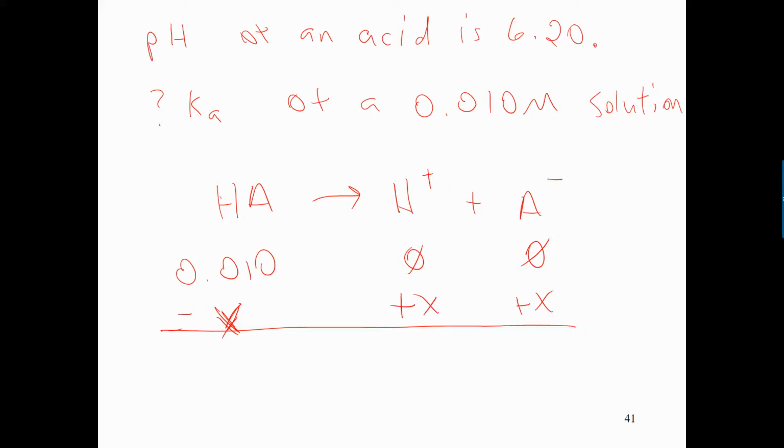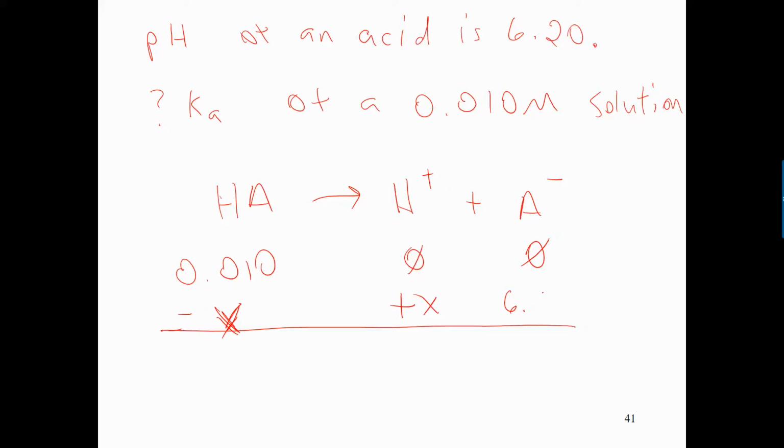What am I trying to find? I'm trying to find the Ka, and to do that I have to find what? Ka equals, I need to find the concentrations of everything at equilibrium. Do I know what this is? That's the same as H plus, which is the same as H plus. Did I find H plus? It's the anti-log of negative 6.2.